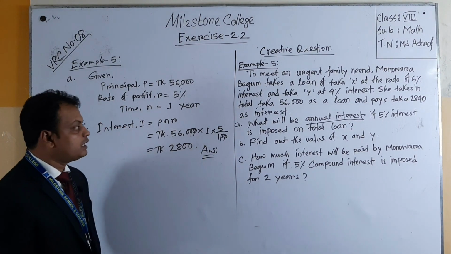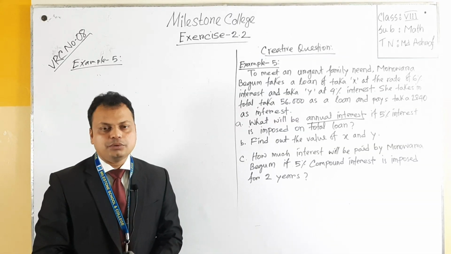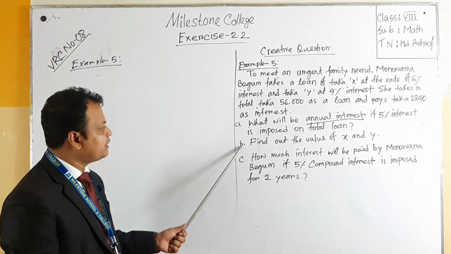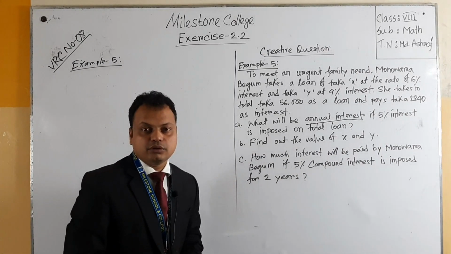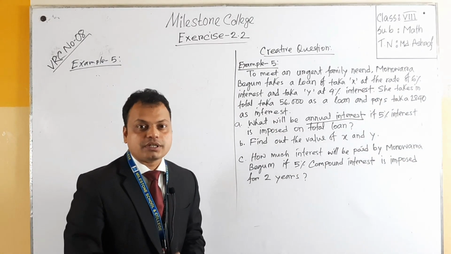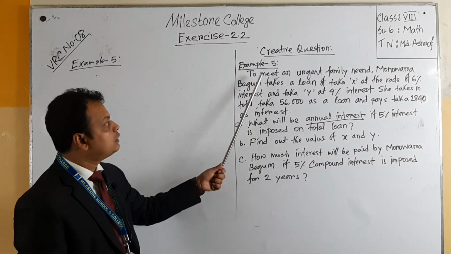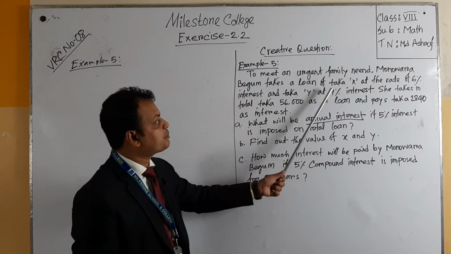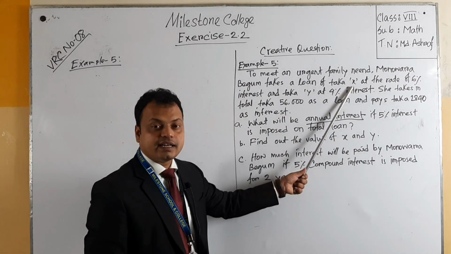Okay, now we will start the B number question. Now read question B. Find out the values of x and y. What is the given information for x and y? Read the stem. Monora Begum takes a loan of taka x. So Monora Begum has taken x taka as a loan.